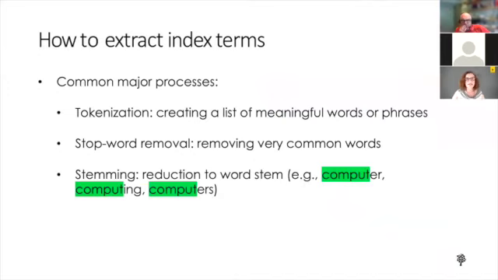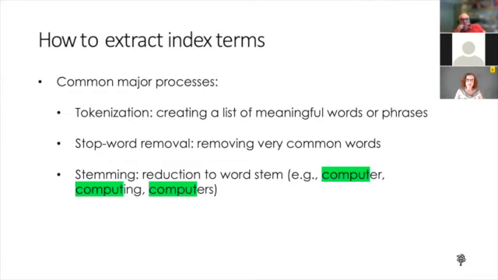Now that we have seen in what kind of context we can apply different ways to automate identification of topics, let's look at the very basic processes. What is really at the bottom of doing automatic subject indexing or classification? Usually there are three main processes.